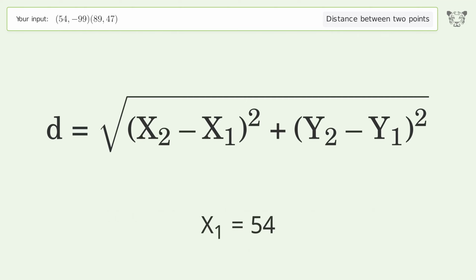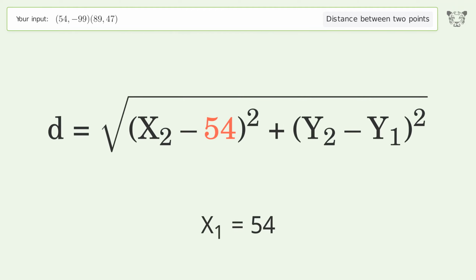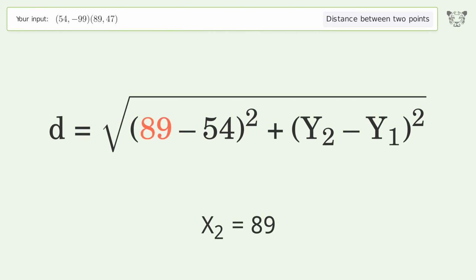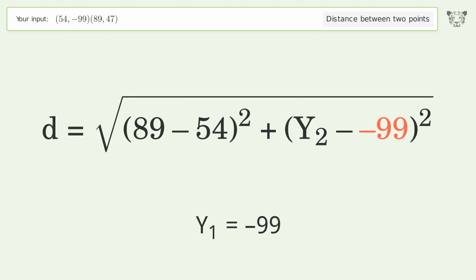x1 equals 54. x2 equals 89. y1 equals -99. y2 equals 47.